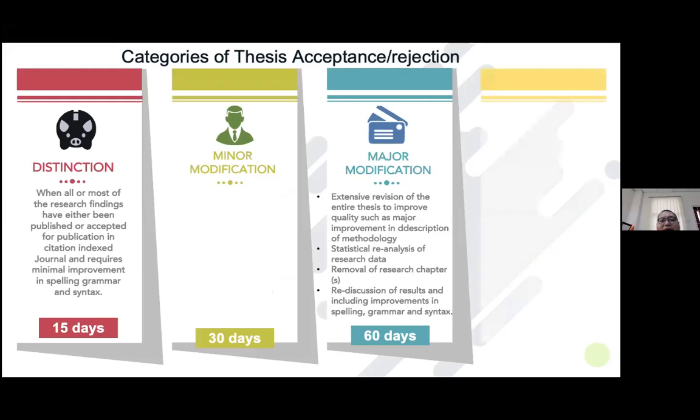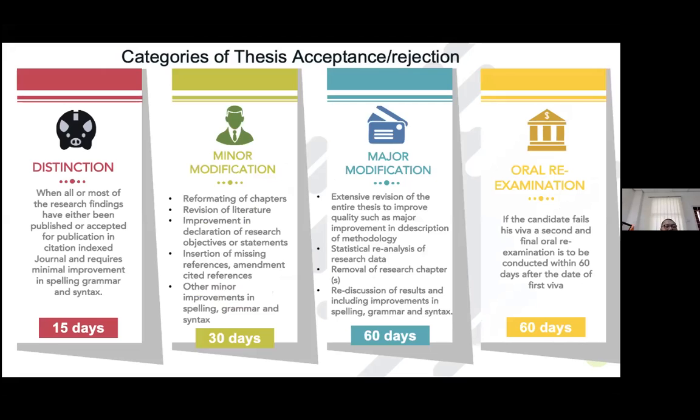These are the verdicts. This one is the latest verdict. These are maybe among the recommendations that you are going to get. Okay. For the distinction, the distinction is when all or most of the research findings have either been published or accepted. This one is the new rule. So let's say you have a distinction, then in 15 days, you need to submit your thesis. To get this distinction, I don't know, you need to be very, very, very good lah.